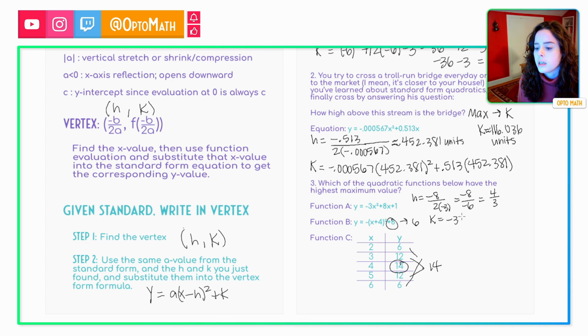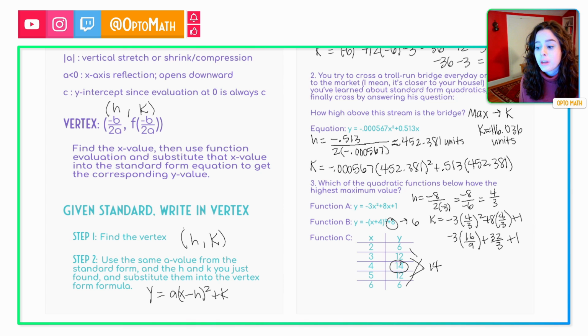So negative 3 times 4/3 squared plus 8 times 4/3 plus 1. Okay, so negative 3 times 4/3 squared is the same thing as negative 3 times 4 squared divided by 3 squared. So it's 16 divided by 9. Plus 8 times 4/3 is the same thing as 8 times 4 divided by 3. So 8 times 4 is 32 divided by 3, and then we have our plus 1.